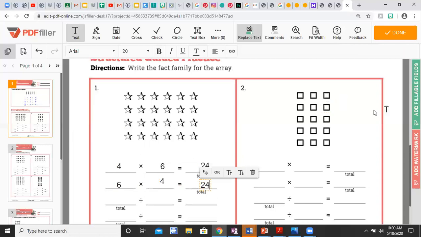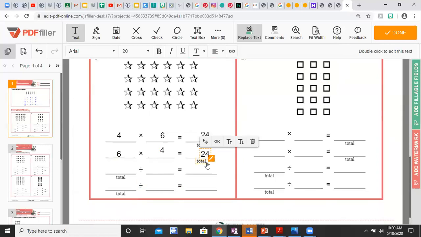Now for my division part, I'm going to take my total. It says total there, so I'll put 24 here. So 24 divided by 4 will give me 6. And the last one, putting my total back there, 24 divided by 6 will give me 4. Okay.